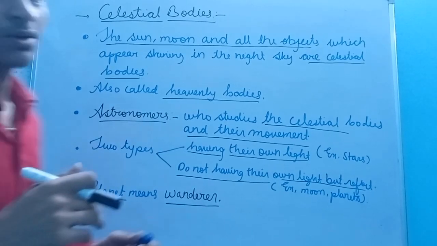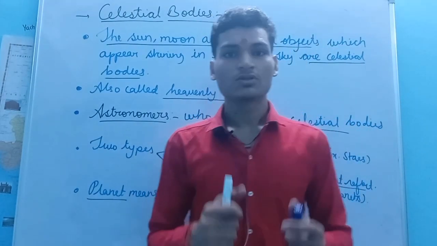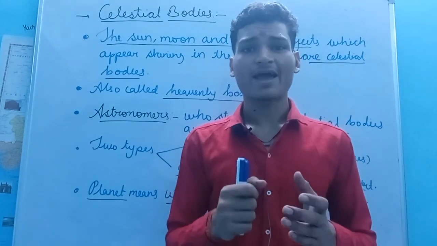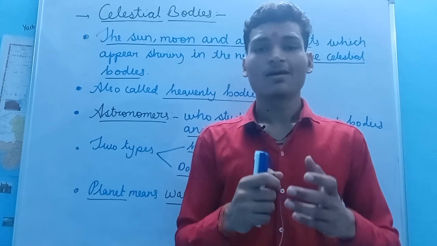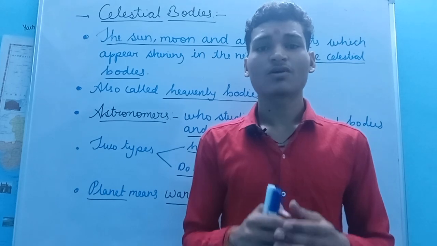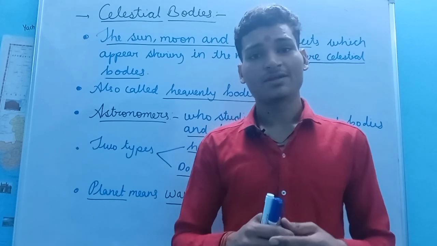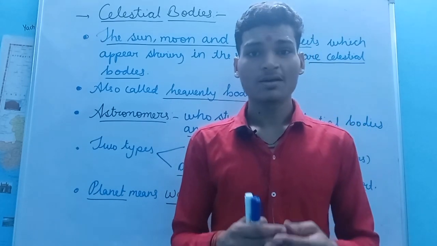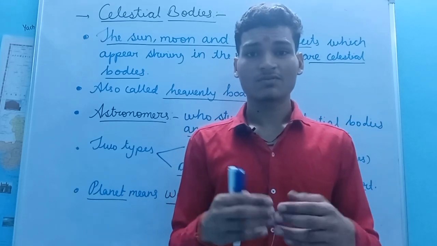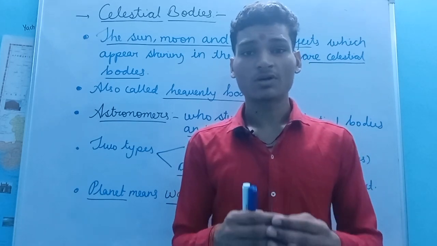Okay friends, after discussing the origin of the universe, we will discuss the celestial bodies. So, what are the celestial bodies? All the objects such as the sun, the moon, etc., that appear shining in the night sky are called celestial bodies. These are also known as heavenly bodies, and they are of two types. One has its own light, for example stars like the sun. The other does not have its own light but reflects the light of another, and stars give them the light to reflect. Examples of this type are the moon and planets, which do not have their own light.